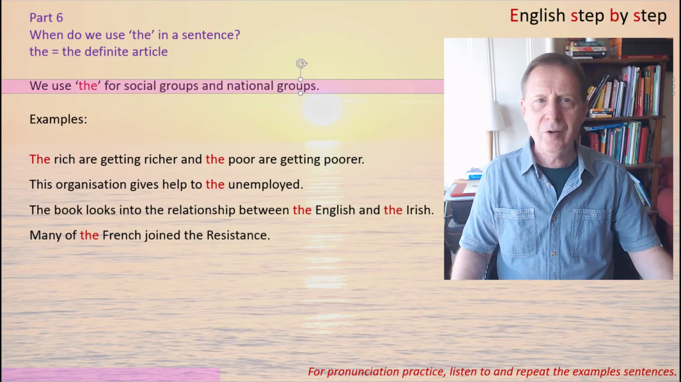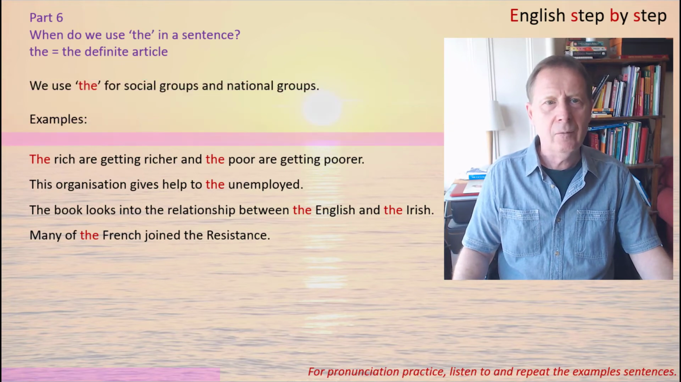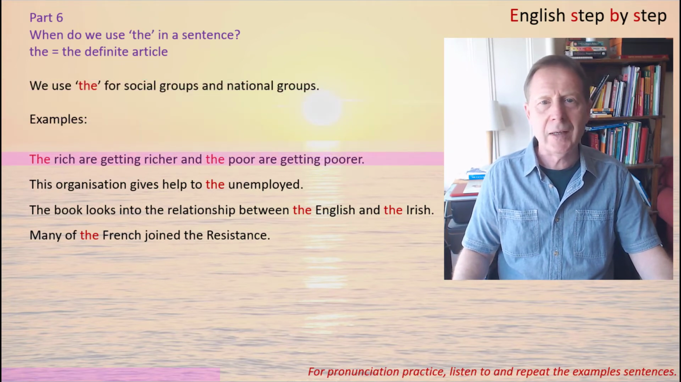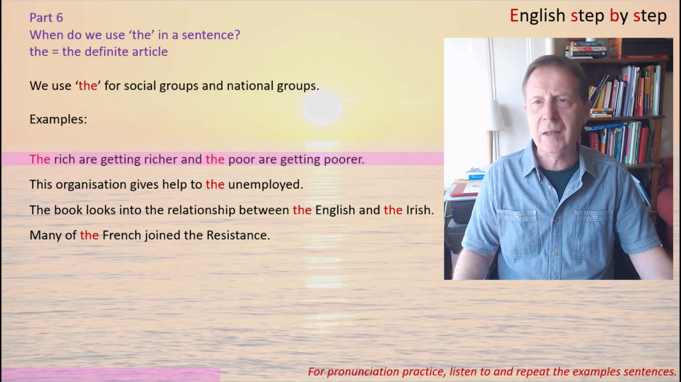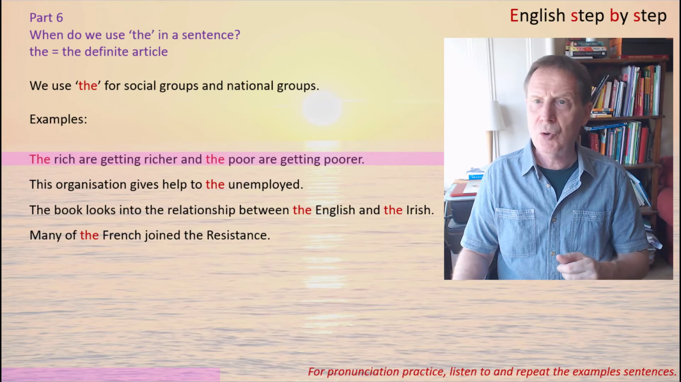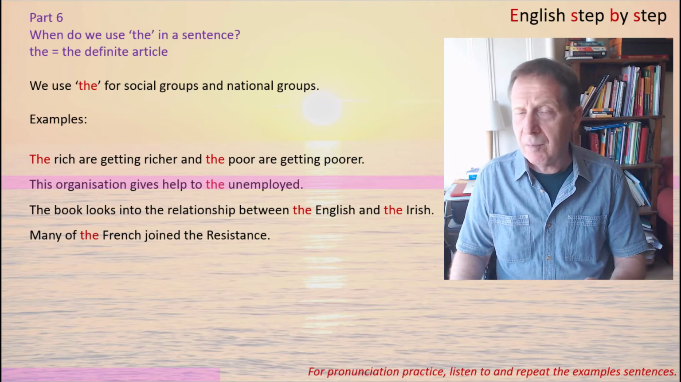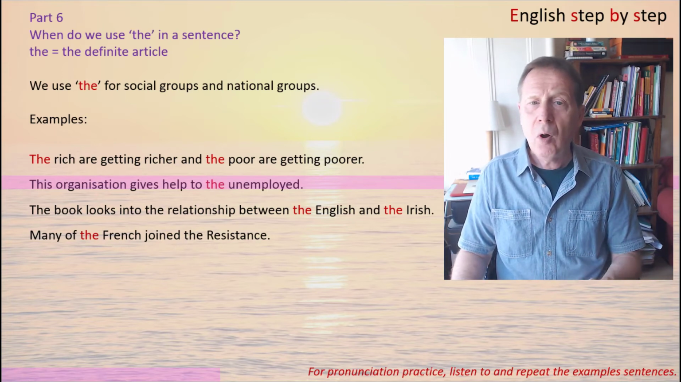We also use the for social groups and national groups. For example, the rich are getting richer and the poor are getting poorer. So there we have the rich and the poor as two social groups. Next example. The organization gives help to the unemployed. So the unemployed is a group of people in a society.